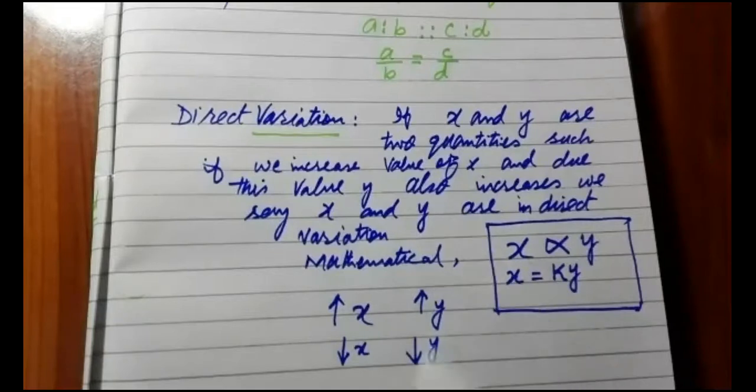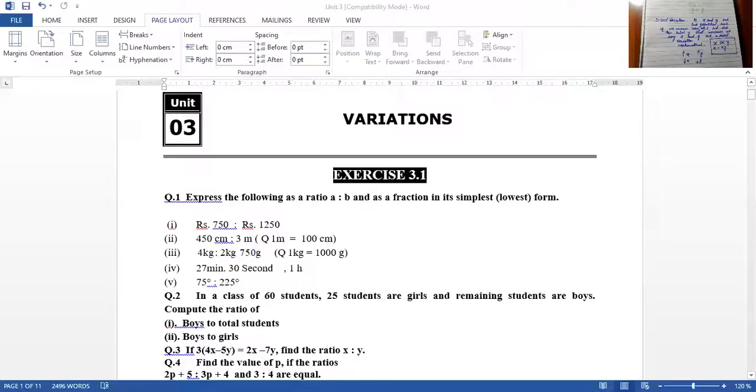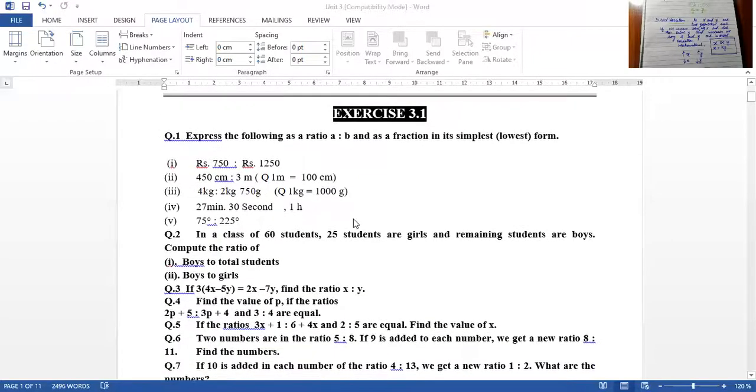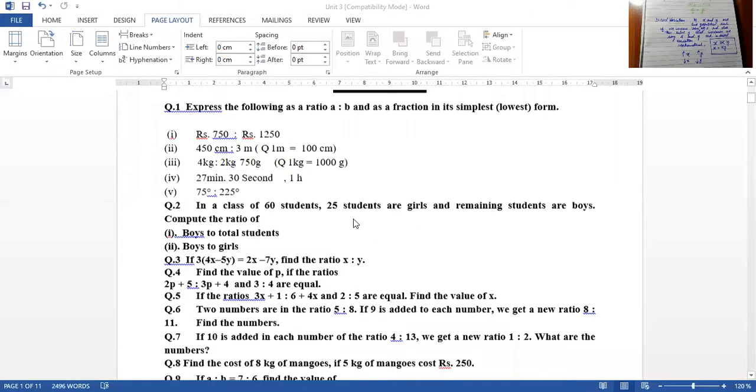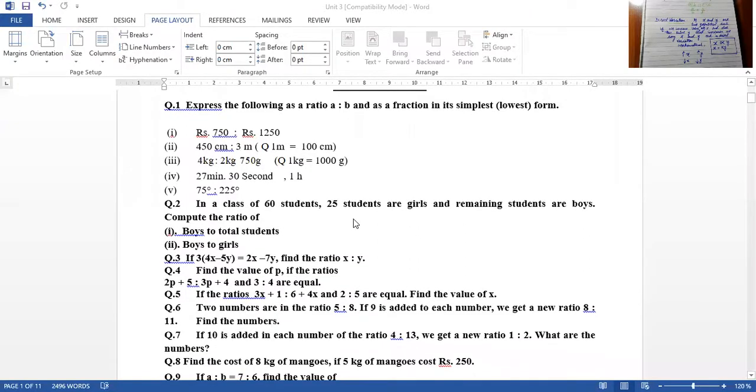So this is about the direct variation. Now, if you look at the questions of the exercise from 3.1, I wanted to share with you this question. If you look at question 3.1, express the following as a ratio A ratio B and as a fraction in its simplest lowest form. You will notice that the first 5 parts are quite easy, but in all of these parts, what is important is that we have to make the unit the same for the two quantities.